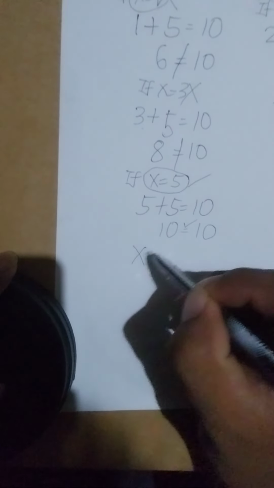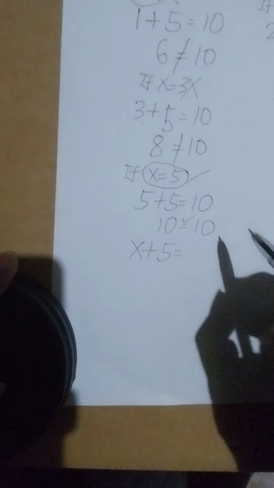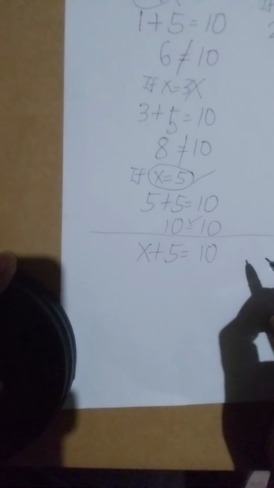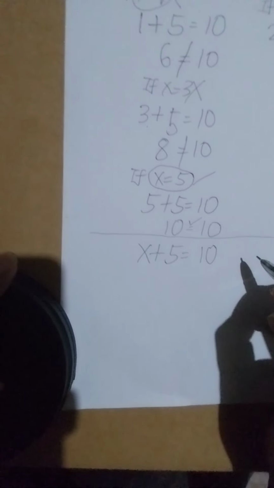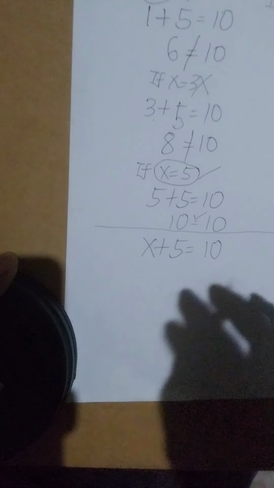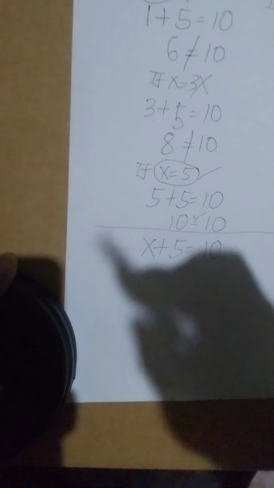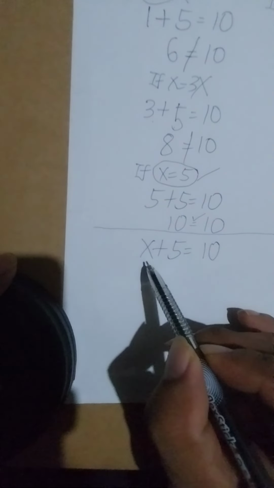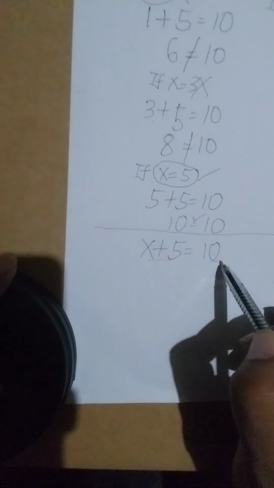Okay, x plus 5 equals 10. Lalagyan tayo dito ng boundary para hindi tayo malito. So x plus 5. As a basic mathematician rule, kung anong gagawin mo sa kabila, yun din ang gagawin mo sa kabila. Kung ano ang operation ang gagawin mo dito, yun din ang gagawin mo dito.